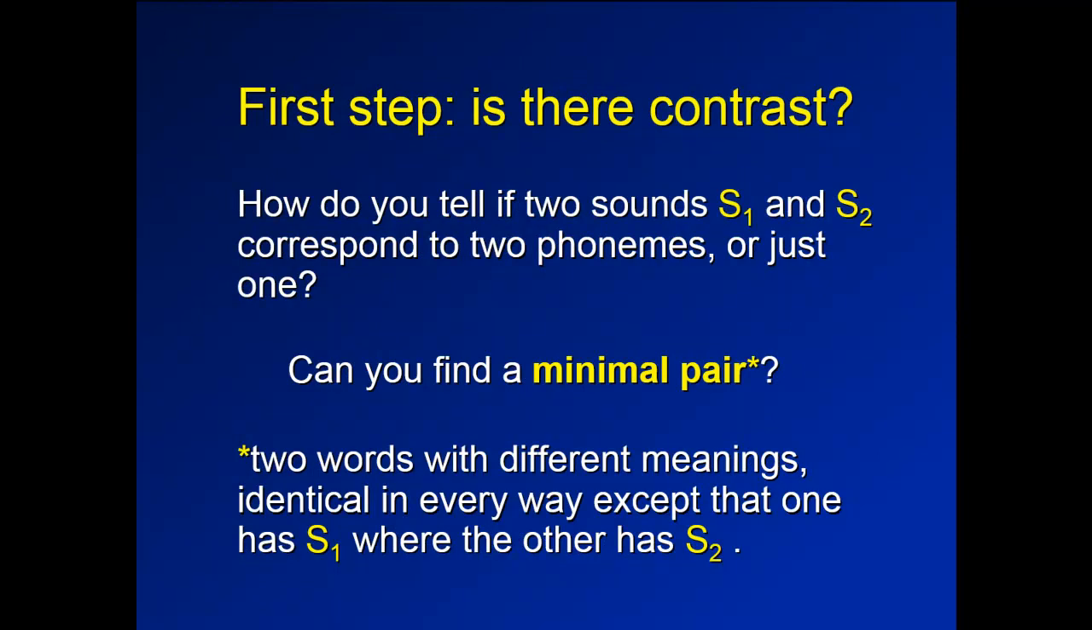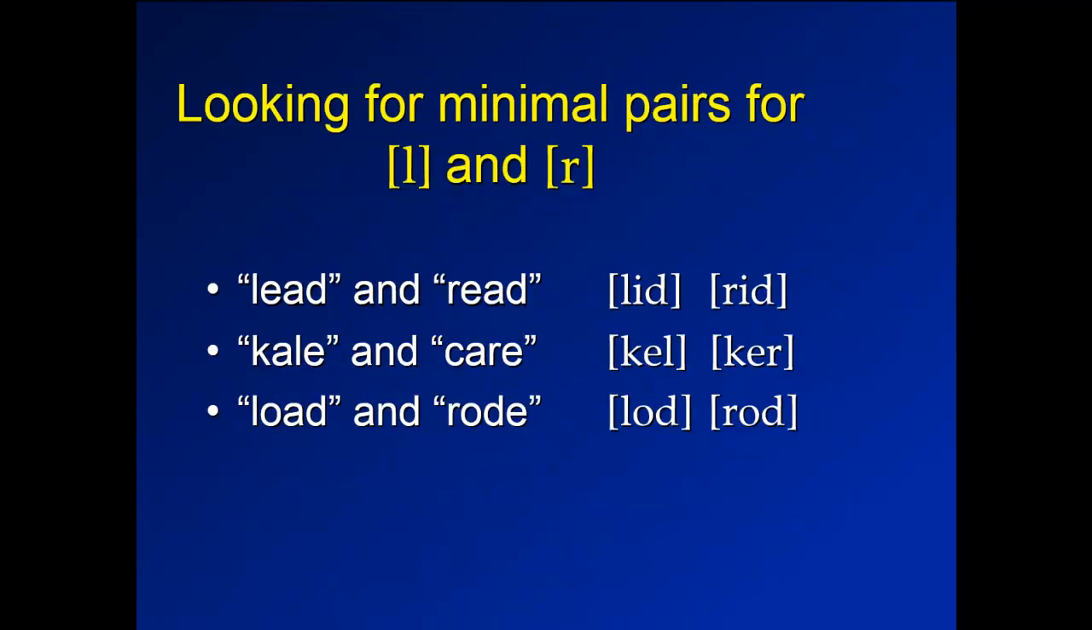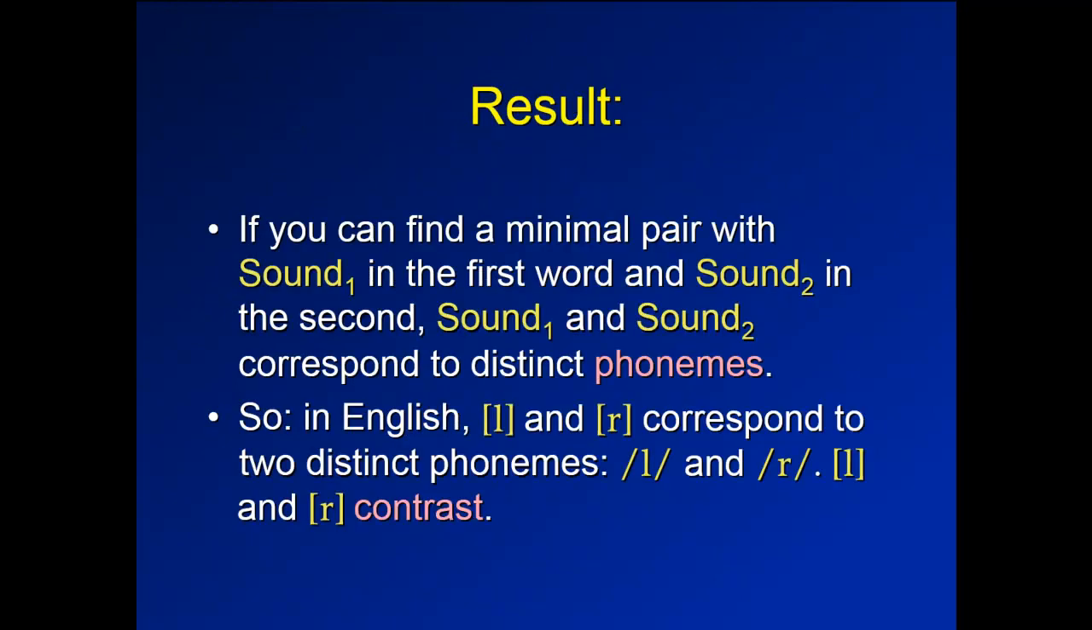The first step: is there contrast? How do you tell if 2 sounds S1 and S2 correspond to 2 phonemes or just 1? Here, if you still remember, we talked about the solution of the minimal pair. Can we find a minimal pair? Which means 2 words with different meanings, identical in every way, except that one has S1 where the other has S2. Now, let's talk about these 2 words: lead and read, kale and care.